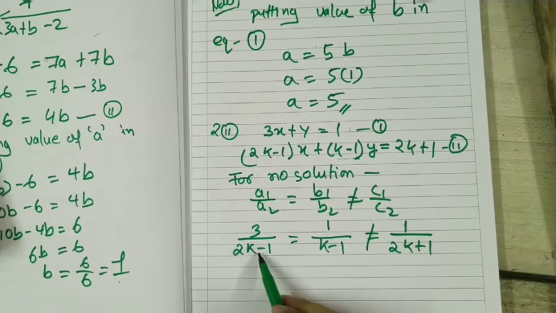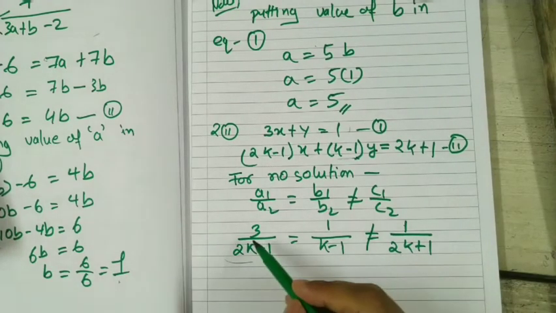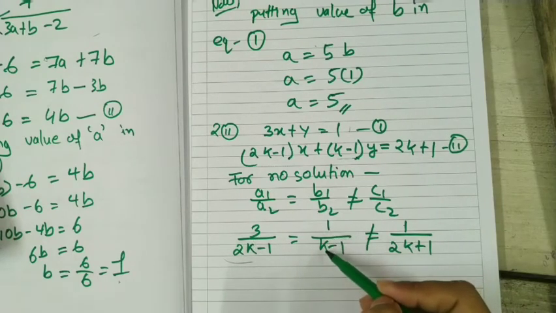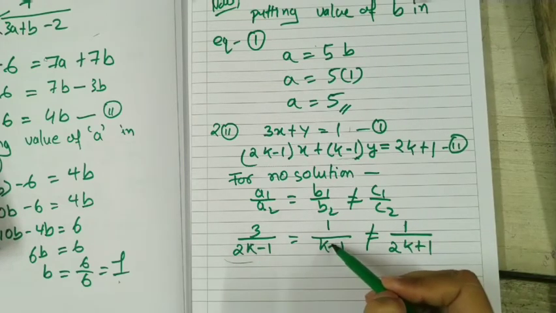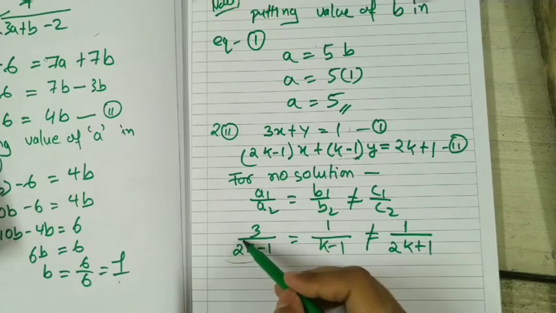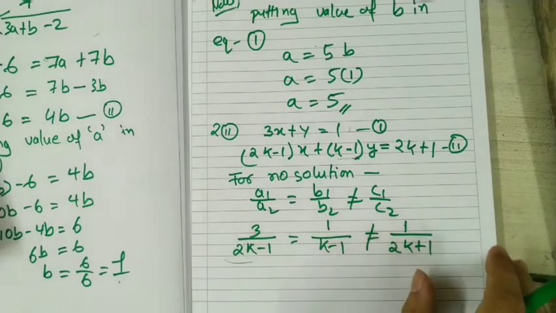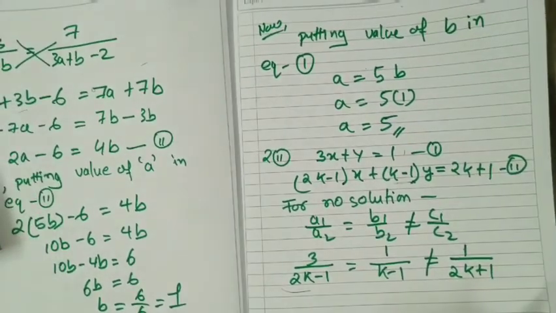Now to find the value of k, what we have to do? Here also we have got 3 terms. The first term is 3 divided by 2k minus 1. The second term is 1 divided by k minus 1. And the third term is 1 divided by 2k plus 1. Here the first term is equal to the second term. So by taking the first term and the second term, we can easily find the value of k here.